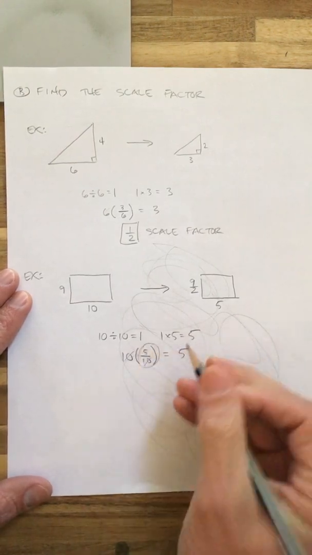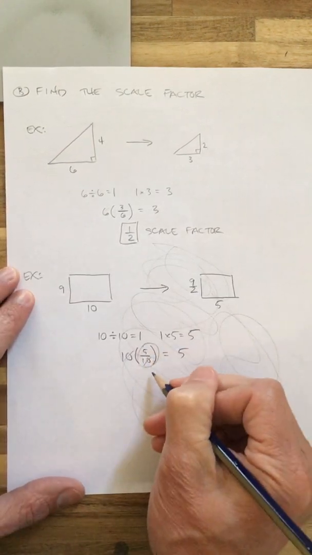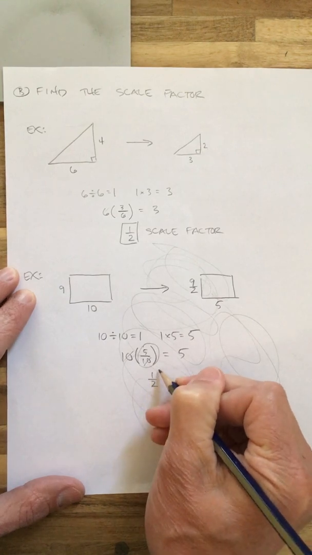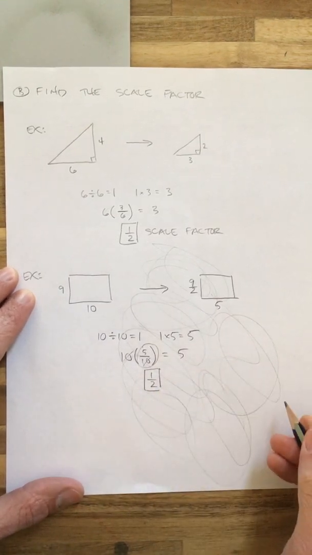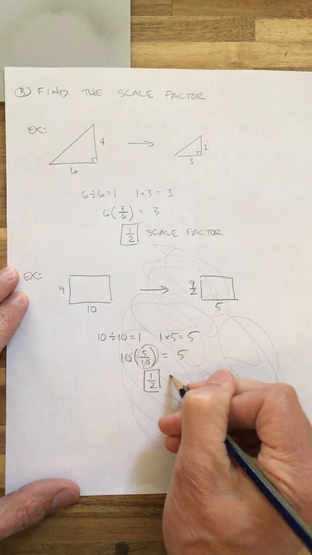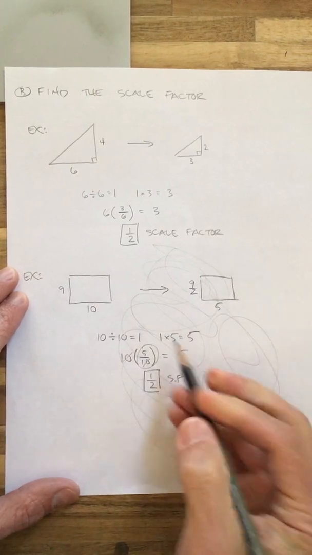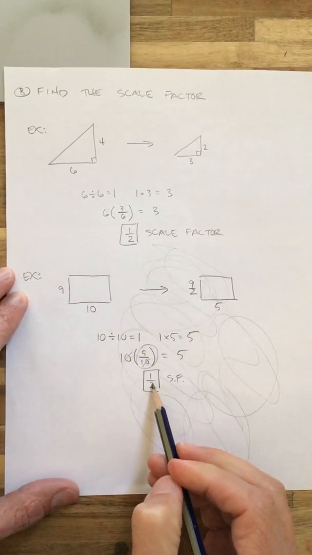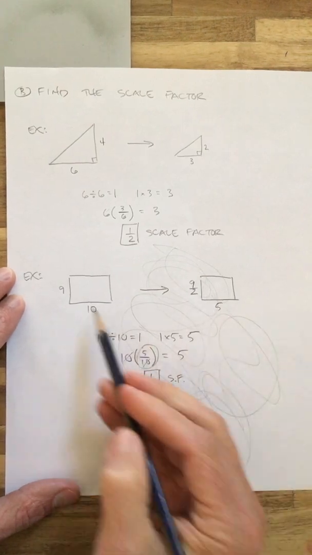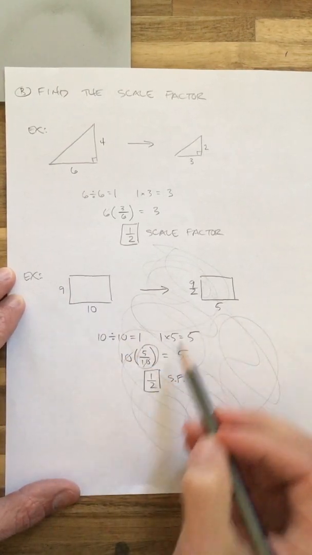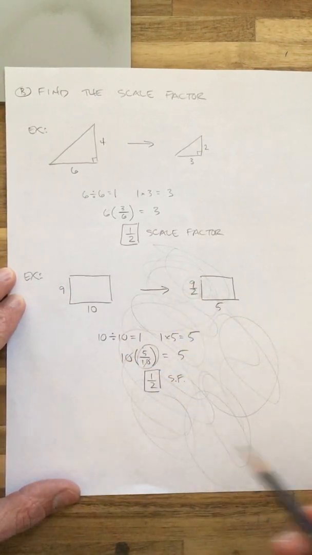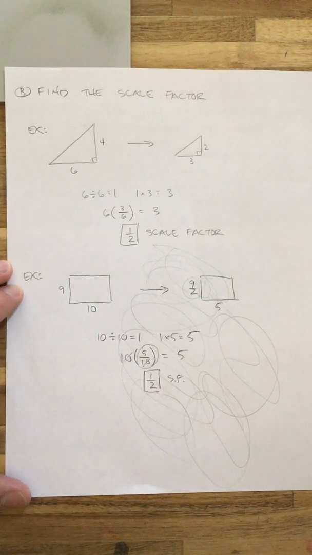But let's reduce this, okay? So 5 over 10, that equals 1/2. Oh, look, my scale factor again is 1/2, okay? And let's try it. There's my scale factor. What is 10 times 1/2, or half of 10? That's 5. What is 9 times 1/2? That's 9/2 right there. So we did it. Okay, let's do one more.